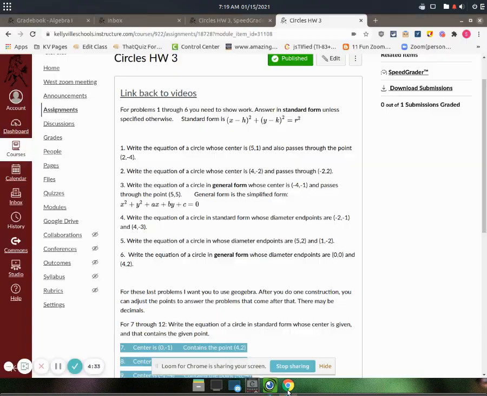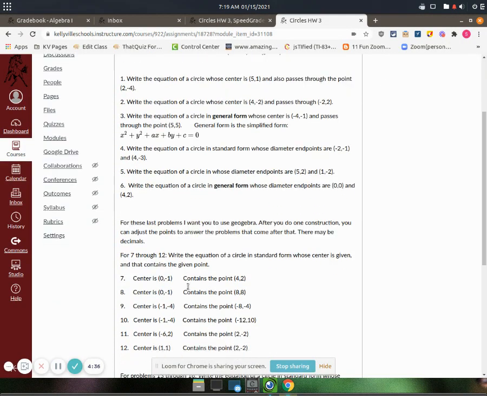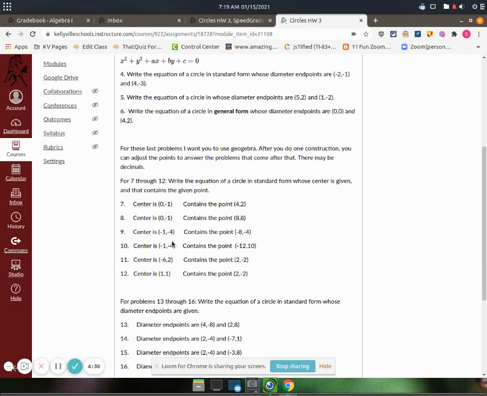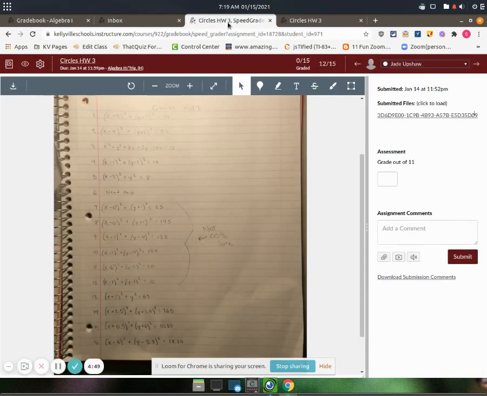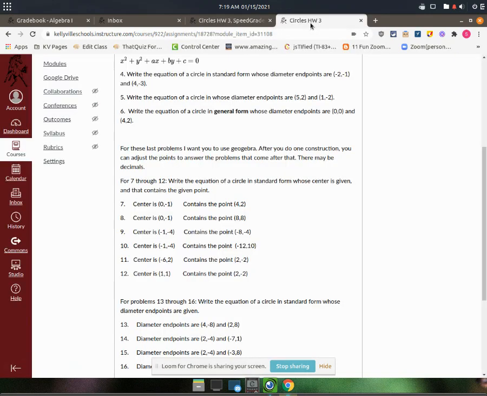Now let's look at 7 through 12. I'm actually just going to check your answers. Hopefully you got them right. So number 7, you got (x minus 0) squared plus (y plus 1) squared equals 25. So let's check this out.